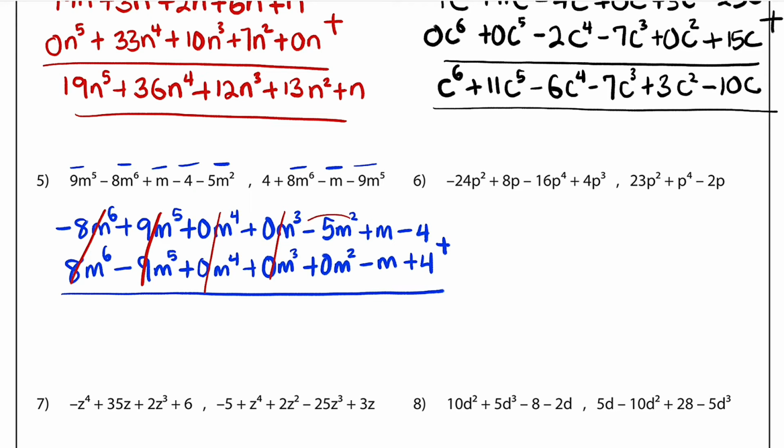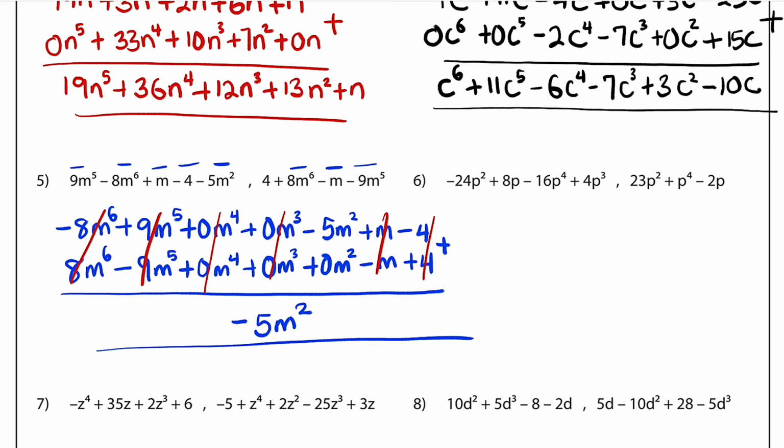Let me skip this for now, because you can see this and this will cancel as well. They will cancel. This will also cancel. So the only result we have here is negative 5m squared, because plus 0 will not change it. So the whole of this will just give us negative 5m to the power of 2. This is our solution.